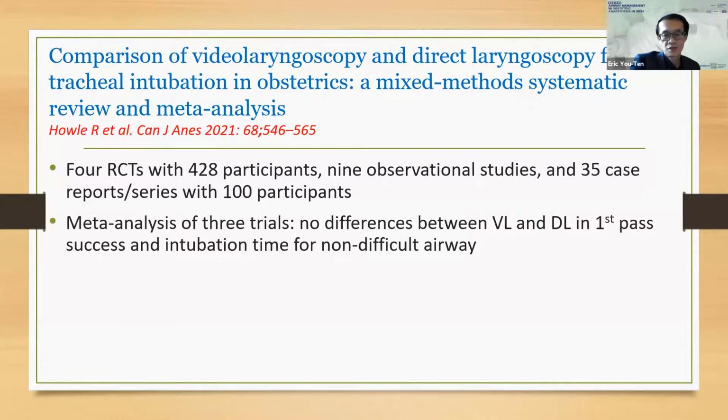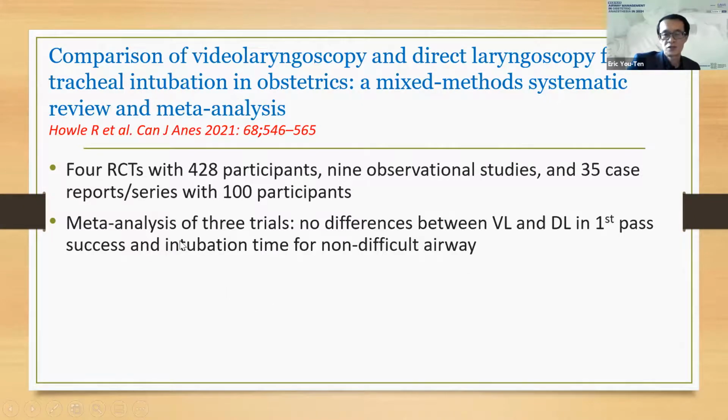Well, there was a study done by Howell and group in the UK, comparing direct laryngoscopy and video laryngoscopy in a mixed method systematic review and meta-analysis. They looked at 428 patients in 4 randomized controlled trials. They had observational studies in 9 of them. They had 35 case reports with a total of 100 patients. So looking at these, there are at least over 500 patients that they looked at in their systematic review.